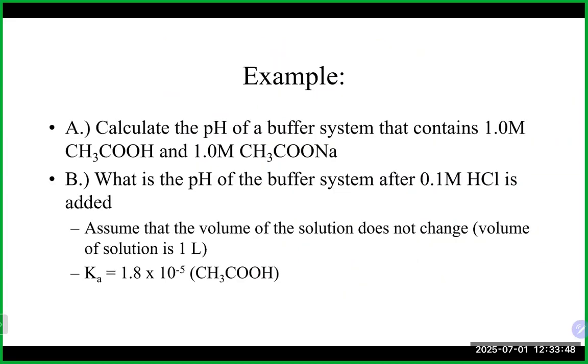All right, so let's talk a little bit about some calculations here. So why don't you start with A, calculate the pH of a buffer system that contains 1 molar acetic acid and 1 molar sodium acetate. Here's the Ka value of acetic acid. So see what you come up with here. Okay, let's take a look at the first one. They were nice enough to tell us it's a buffer, so that makes the calculation pretty easy.